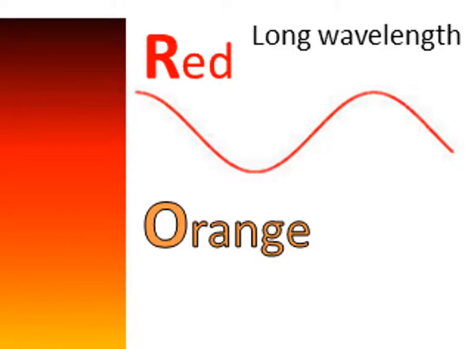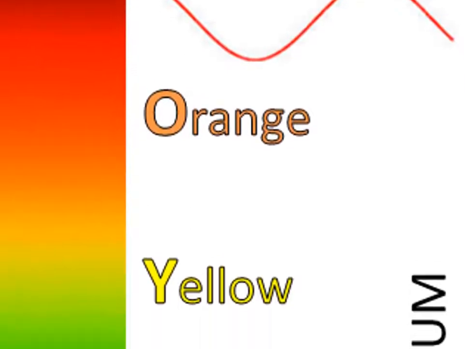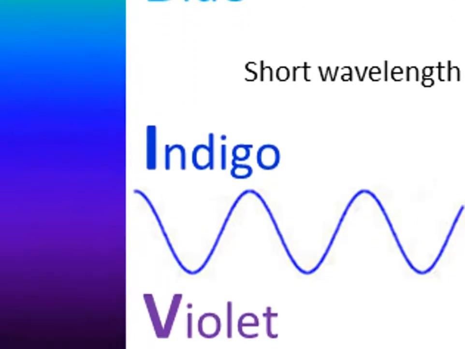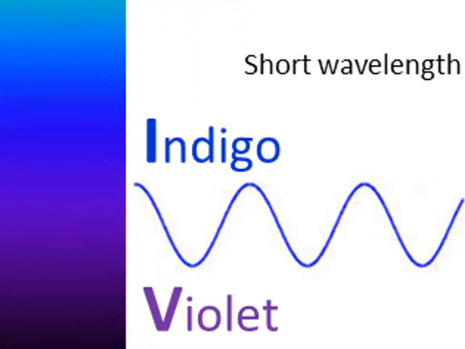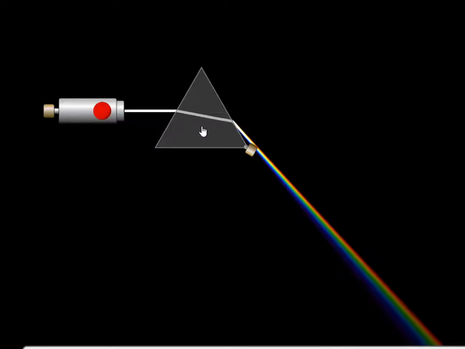Red light has the longest wavelength of those colors we can see. Violet light has the shortest wavelength of those colors we can see. And these other colors have in-between wavelengths. And this is also the reason why the colors spread out.